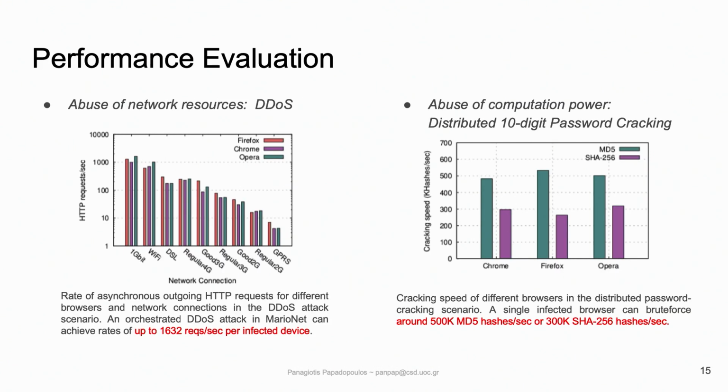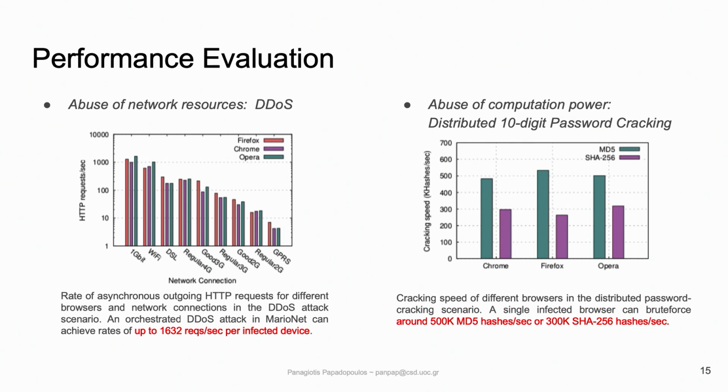Now, to assess the feasibility of such attack scenarios, we implement and evaluate some of these attacks that we described. Specifically, we successfully infected 3 of the most popular desktop browsers: Chrome, Firefox, and Opera. In the first scenario, on the left, you can see the distributed denial of service attack, which is an example of network resources abuse.